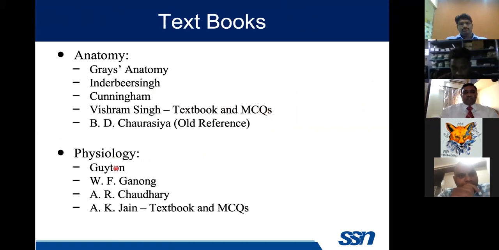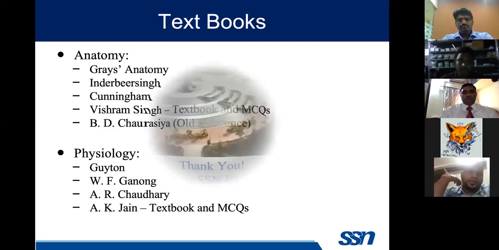Then physiology, this Guyton, Ganong, and our local Indian author Dr. Chaudhary is there, and A.K. Jain. So this is again a more popular book with students. So you can have this textbook as well as they have their own MCQ books. BD Chaurasia, when I did my MBBS, that time BD Chaurasia was very popular among the students, but right now I heard that Vishram Singh is being used by students.